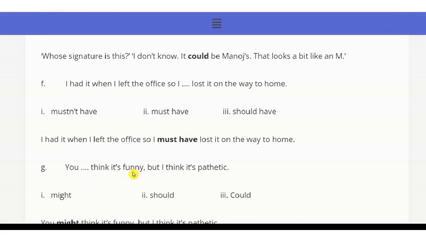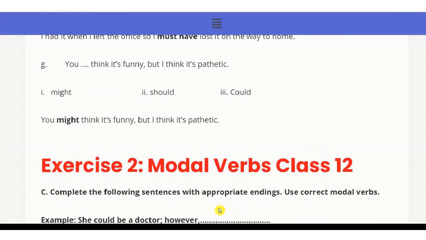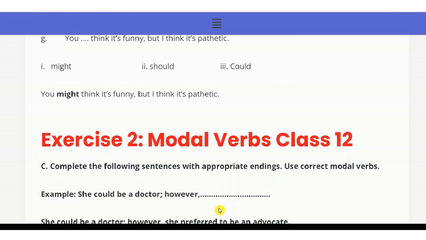Number G. You think it's funny. You did not think it's funny, but I think it's pathetic. So you might think it is funny, but I think it is pathetic. This is exercise 2. It says complete the following sentence with appropriate ending. Use correct modal verbs. In exercise 2, you have to be careful about one point: only use modal verbs. Okay, enjoy the answer.